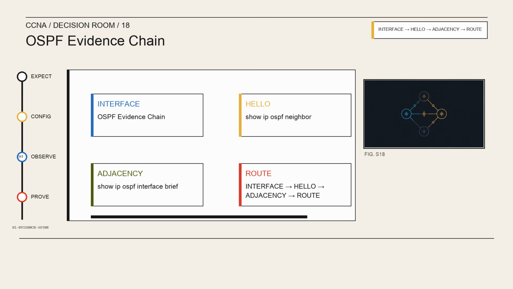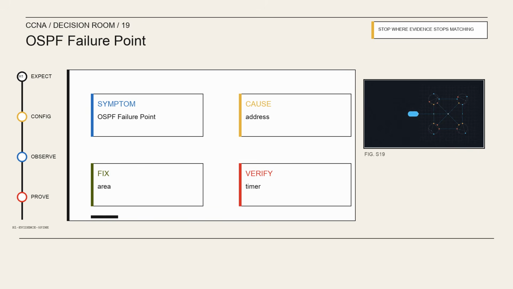The evidence chain is show ip ospf interface brief, show ip ospf neighbor, show ip protocols, and show ip route ospf.